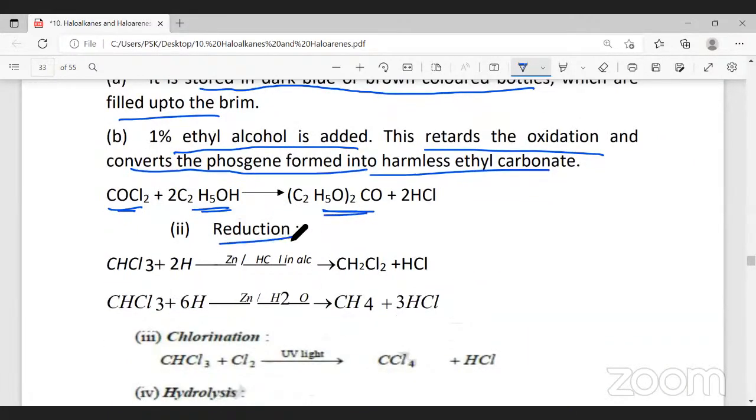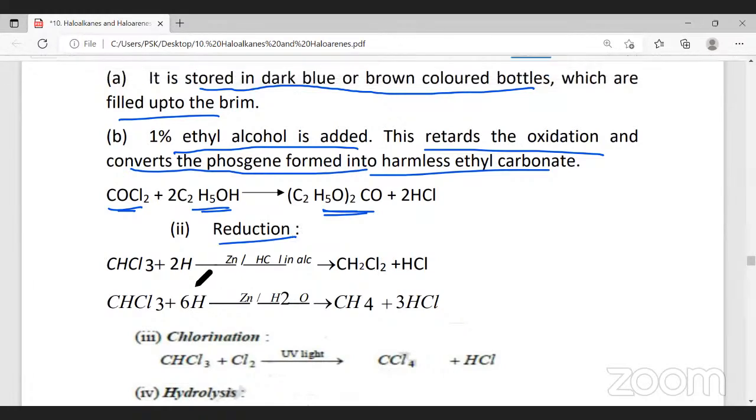Next reaction is reduction. Chloroform and reduction. Reduction is addition of hydrogen in the presence of zinc and HCl. See, one of the chlorines is replaced: the hydrogen reacts with one of the chlorine to form HCl, and in place of that chlorine, hydrogen goes. So you get CH2Cl2. It's called dichloromethane.